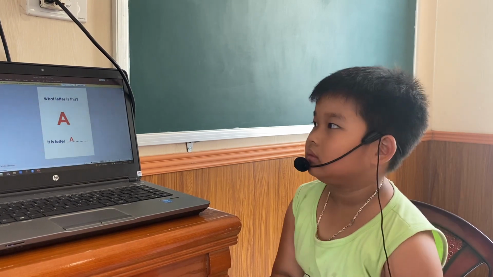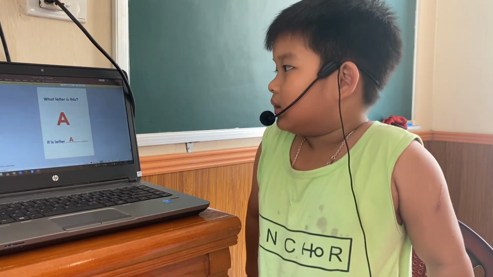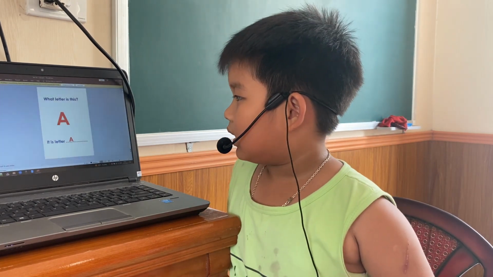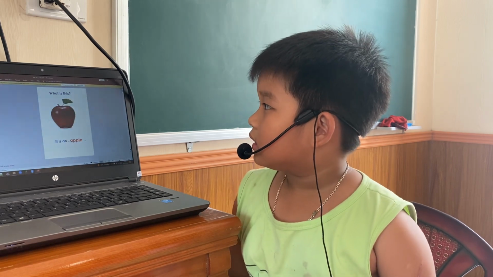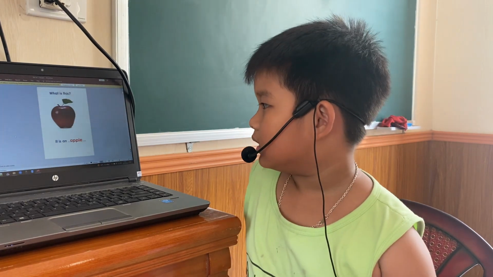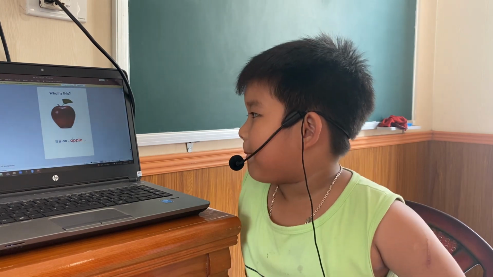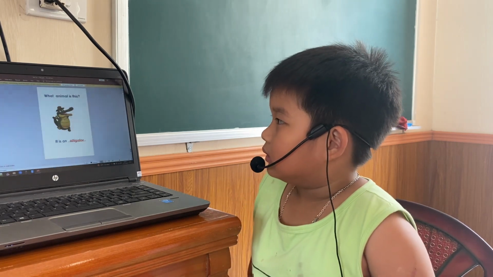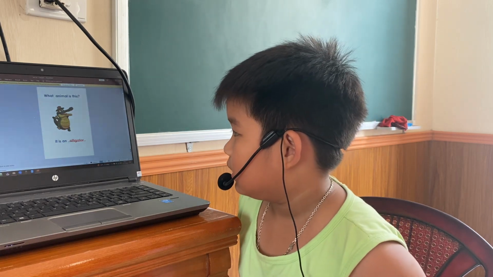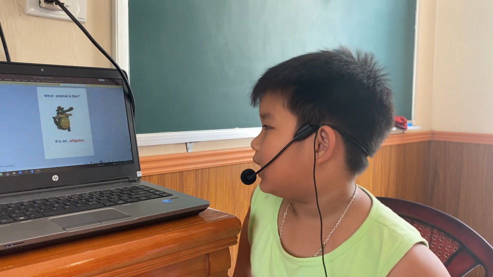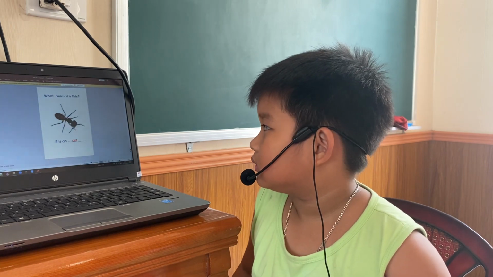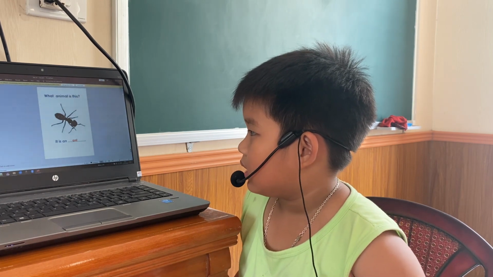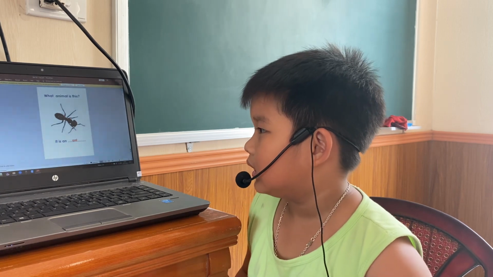Okay, so let's look at the screen and read that, please. What letter is this? It's letter A. A. Okay, what is this? It's an apple. Apple, yeah. What animal is this? It's an alligator. Yeah. What animal is this? It's an ant. Ant. Okay.